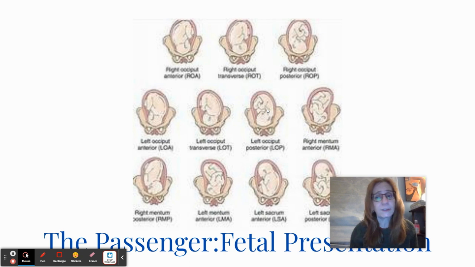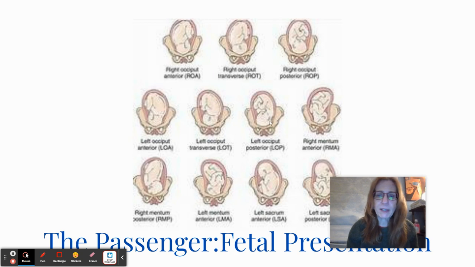Some women can deliver in occiput posterior, but it's difficult. It's longer. It's more painful. They get back labor because all those nerves in the sacrum are getting hard pressure from a very rigid fetal head. Okay, so we don't like OP babies.